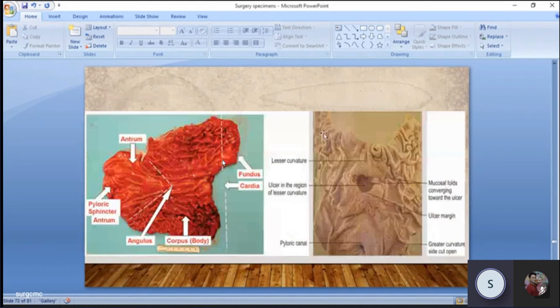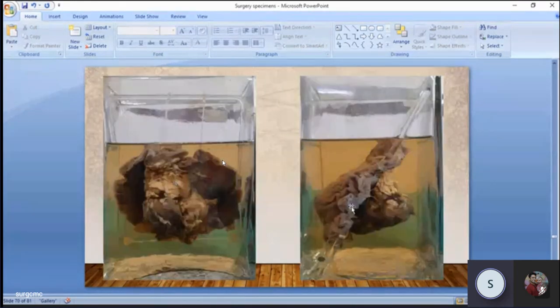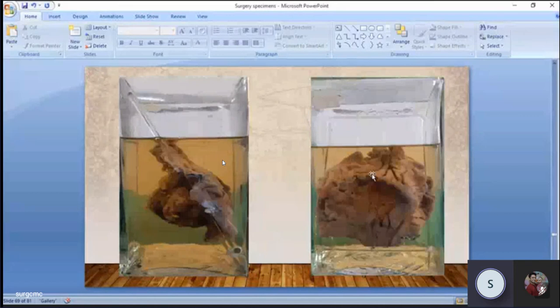Okay, so this is the gross specimen. Maybe this one is the pylorus. You can see. Usually we cut along the greater curvature side. Here also we usually cut the greater curvature. The common site is the antrum and lesser curvature.